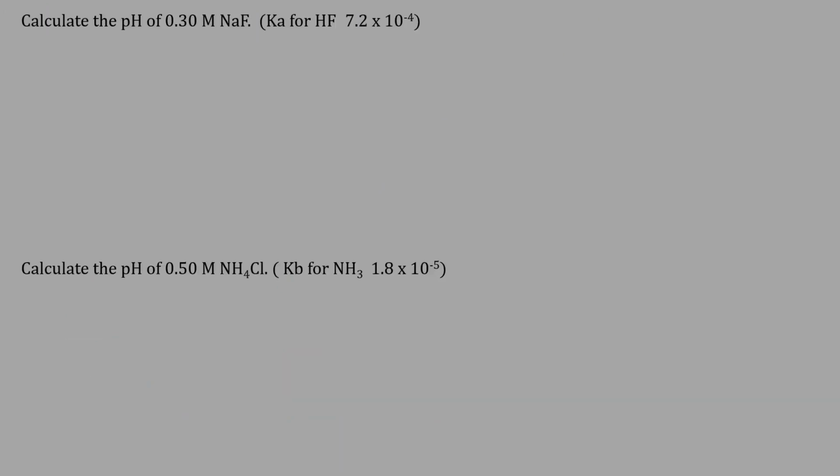All right, it says calculate the pH of a 0.3 molar sodium fluoride solution. And then I'm given a Ka for HF. So sodium fluoride is a strong electrolyte, and we have 0.3 molar sodium fluoride solution. So this completely dissociates 100%, and we get 0.30 molar sodium ions and 0.30 molar fluoride ions, right? And so this goes away because it splits apart completely.